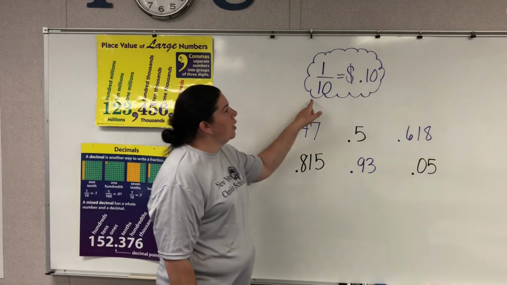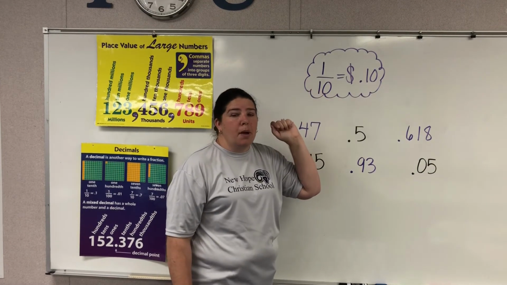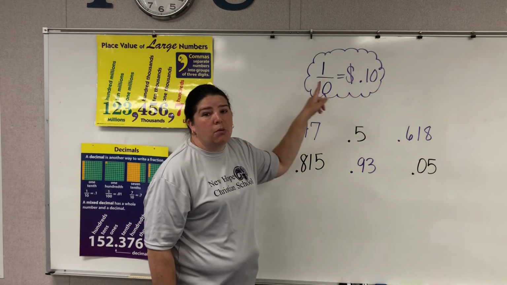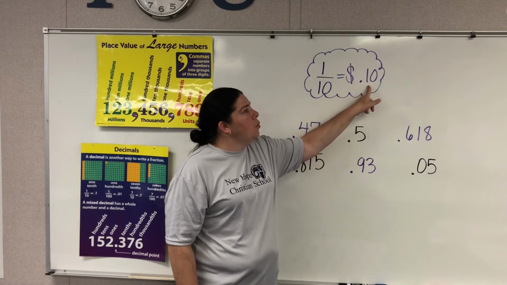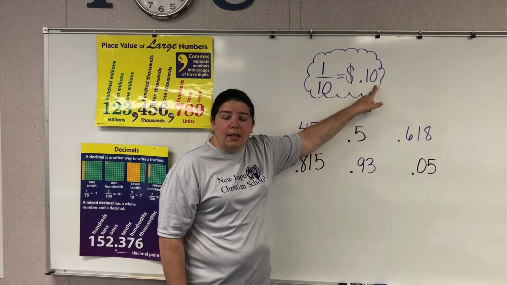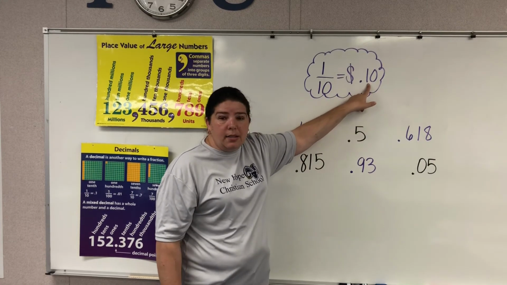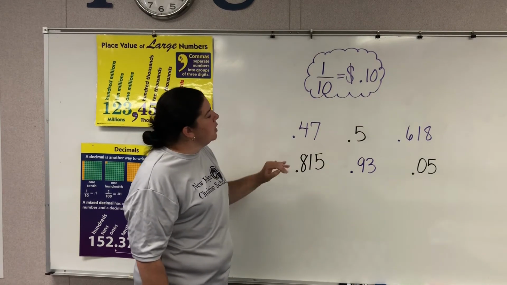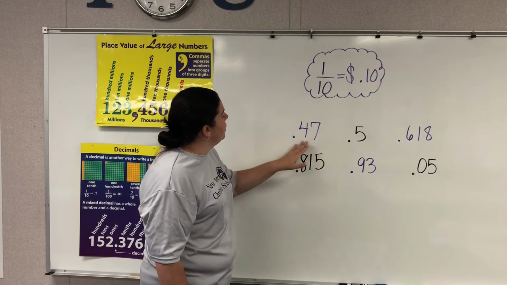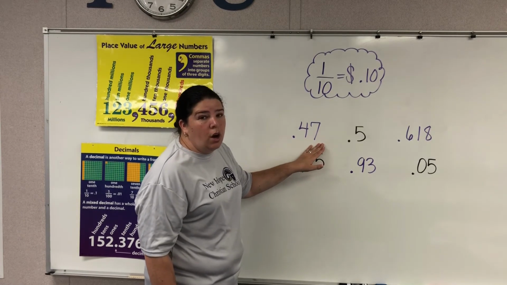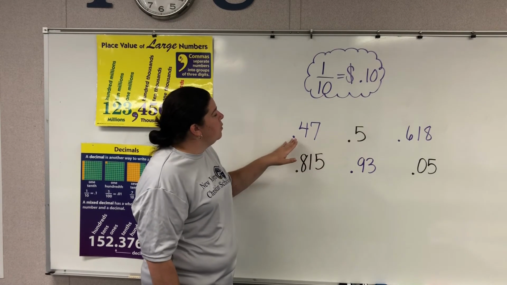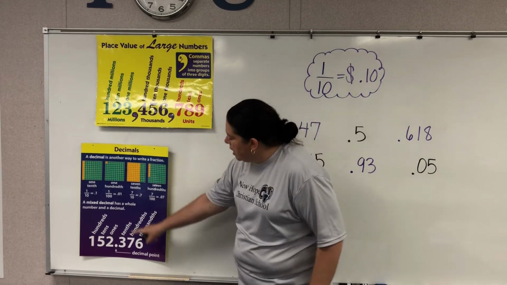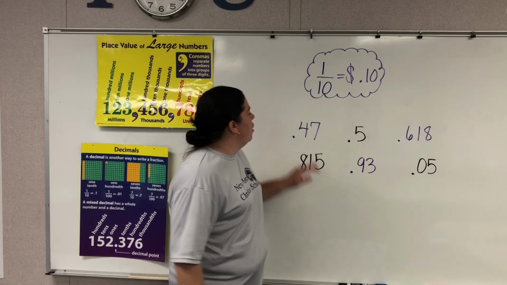Let's look here at our money. Remember that if we have a dollar, 1/10 of a dollar is equal to 0.10, which is 10 cents. That's how we would write 10 cents. And we know 10 cents is 1/10 of a dollar. So let's try this. We have 0.47, which we call 47. What's our place value? If you look over here, our place value is hundredths.